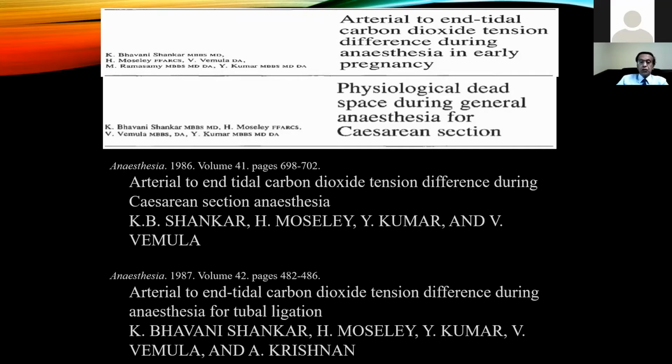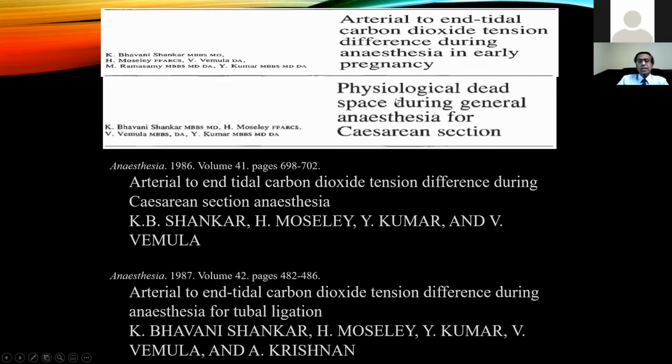Whereas if you follow the non-pregnant rule where the difference is 5 millimeters, and you bring your end tidal CO2 to 28, then your arterial CO2 will also be 28, which is not good for the uterine blood flow, because the uterine blood flow begins to decrease when the arterial CO2 decreases below 28. Therefore, these studies highlight that since the arterial to end tidal CO2 difference is 0 to 1 millimeter in pregnancy, it is necessary that we maintain the end tidal around 32 during cesarean section anesthesia.